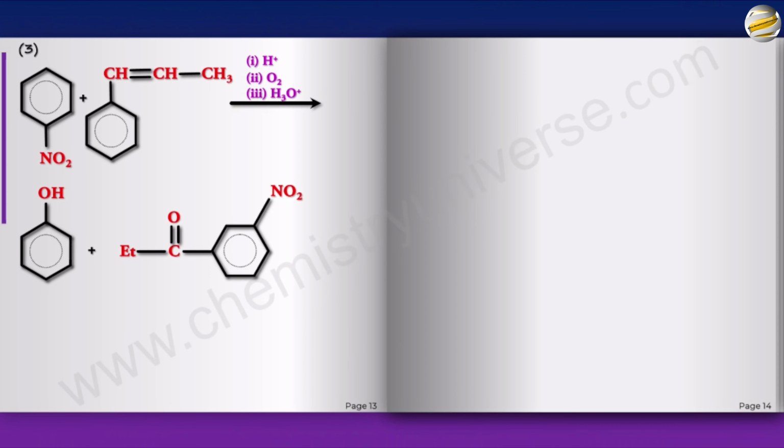Now, I want you to understand how this happened. What must have happened is, obviously, this carbocation is more stable. So this carbon gets the H plus, and this carbocation attaches to the nitrobenzene. Where will it attach? It will attach meta, because nitro is meta directing. So you have a CH here, a Ph here, and an Et here. Remember, it is this carbon that is getting attached.